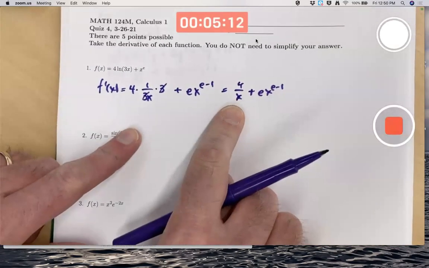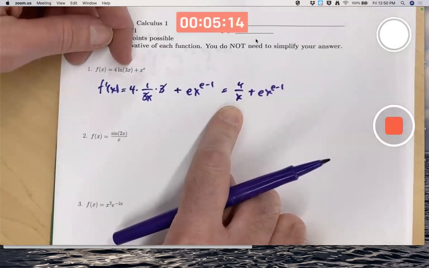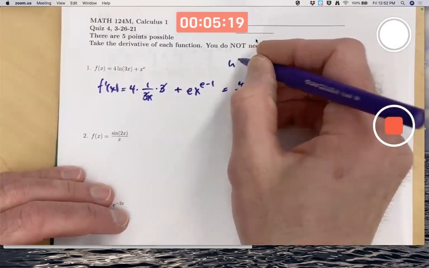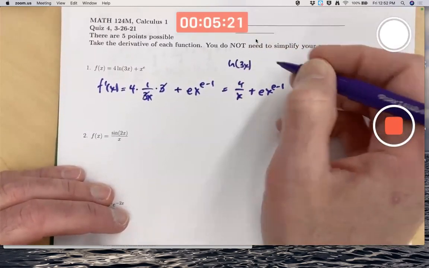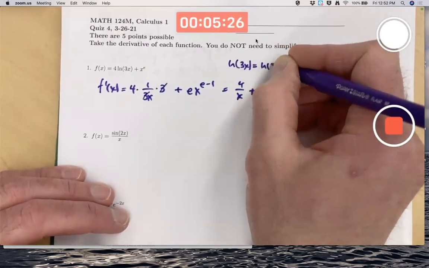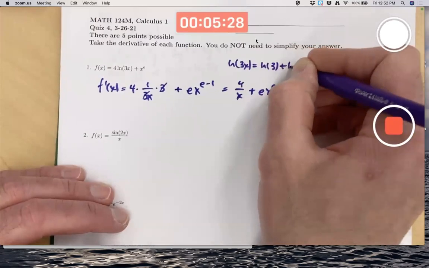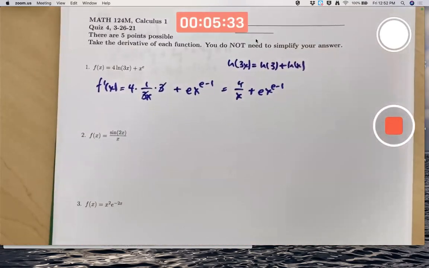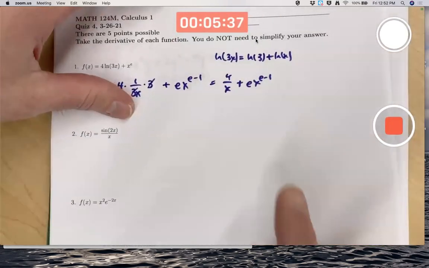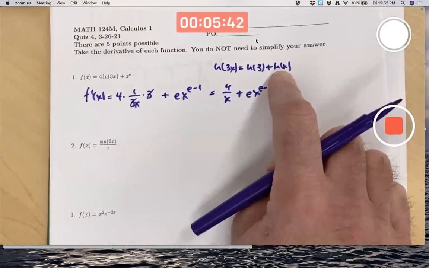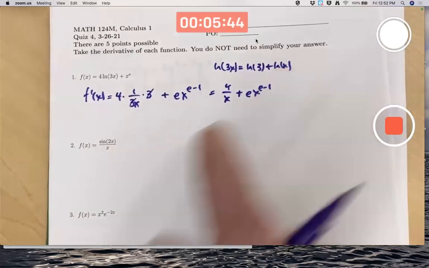Why did that happen? Why did that give you the same answer as if you had an x in there instead of a 3x? Well, it's because natural log of 3x, by a property of logarithms, is a log of a product. That's the same as the sum of the logs, one of the things you proved on exam 1. And ln of 3 is a constant. Its derivative is 0. So the derivative of ln of 3x is the same as the derivative of ln of x, 1 over x. Kind of strange, huh? But it is true.